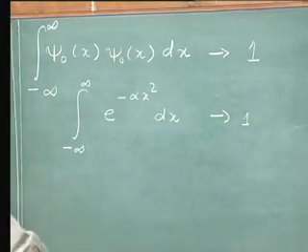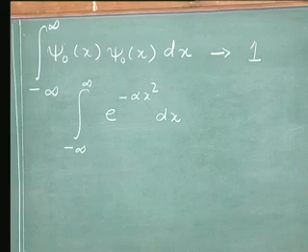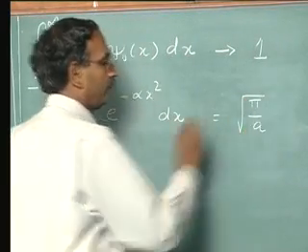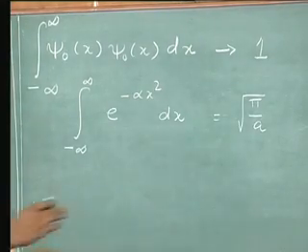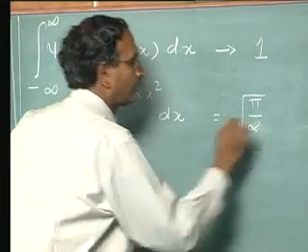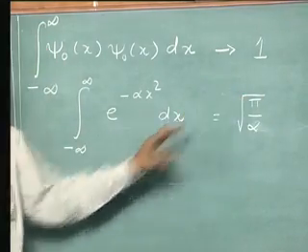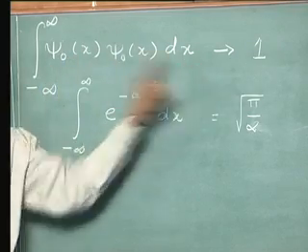Therefore, the value that you get out for this integral is root pi by alpha. This has to be taken into account in the definition of the psi naught, so that this integral is equal to 1.